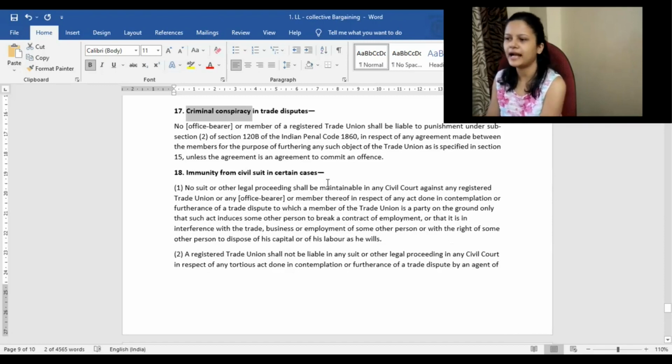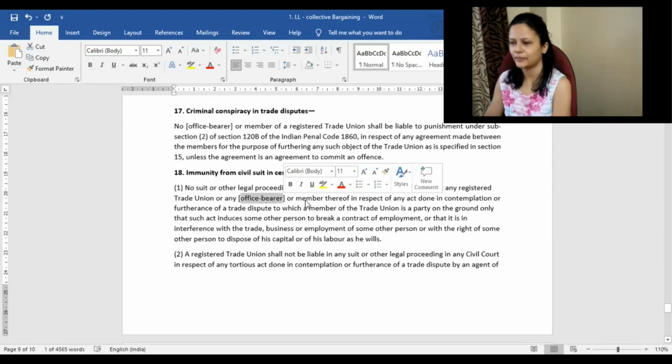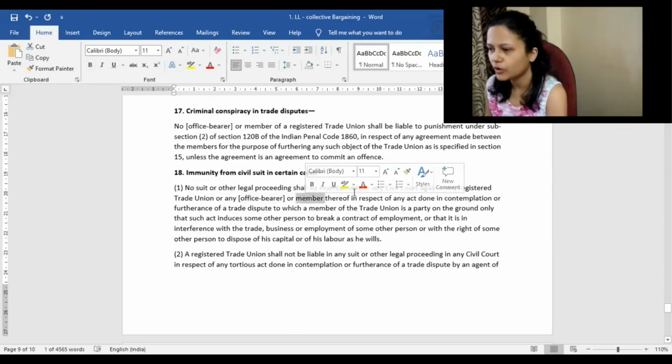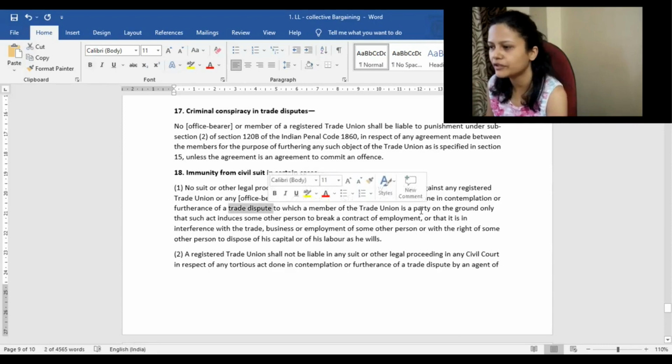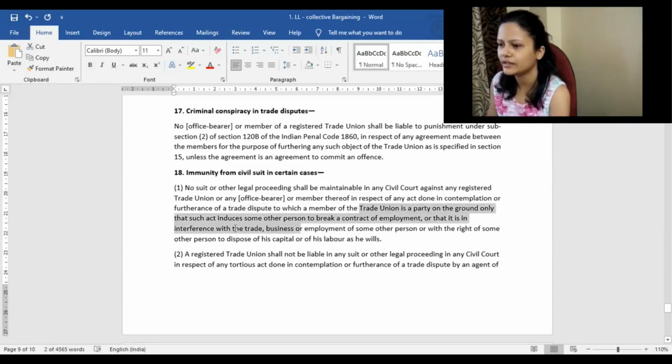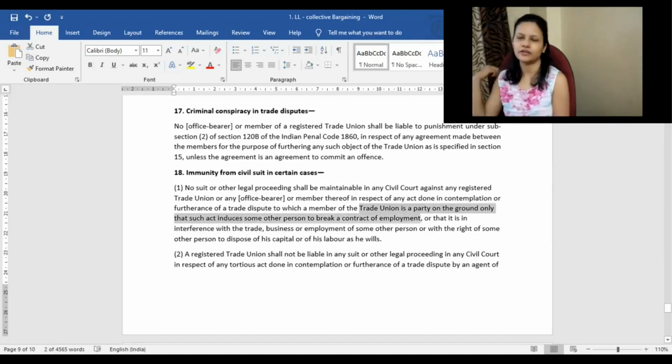So when they are in a trade union, whether it is the office bearers or the members, being workers, for whatever they are doing, no civil suit will be maintainable in any civil court in respect of any act that they are doing in order to settle some trade dispute to which a member of the trade union is a party, only on the ground that such act induces some other person to break a contract of employment.